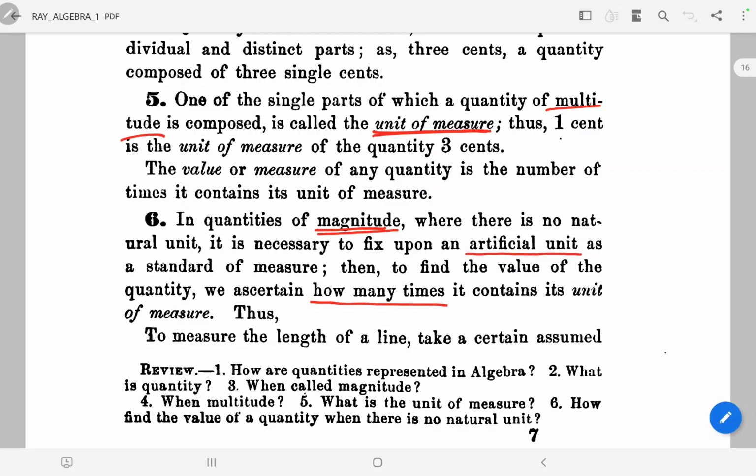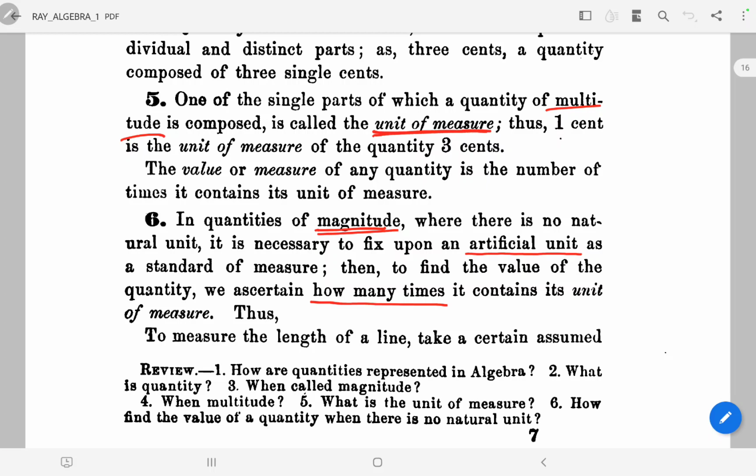So we choose an artificial unit, anything we please, and then we count how many times that artificial unit is contained in that magnitude. So we use a different method to measure a magnitude than we do to measure a multitude. Let's look at an example.